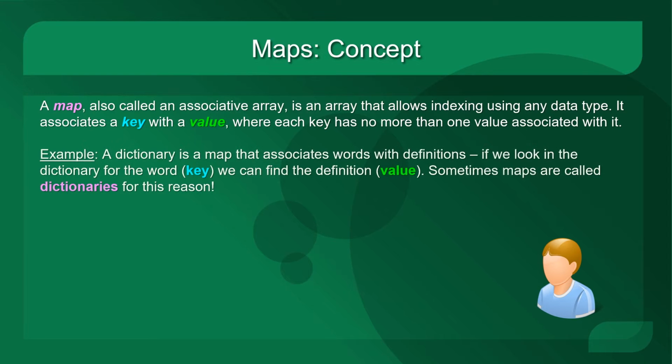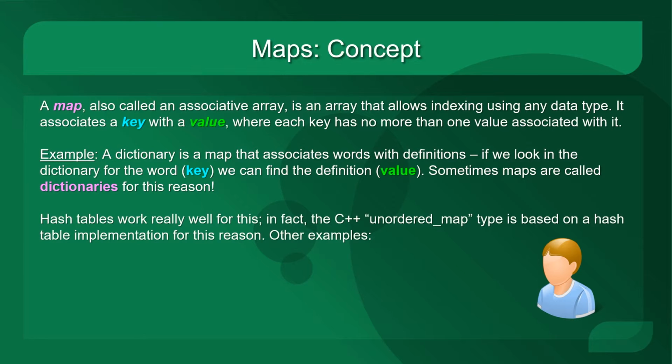One good basic example of a map is a dictionary. The function of a dictionary is to associate words with definitions. In this case, the word is the key and the definition is the value. Actually, sometimes maps are called dictionaries for this reason. Map and dictionary are used interchangeably in many cases. One good way to implement a map is using a hash table. And in fact, in C++, the unordered map type in the standard library is based on a hash table.